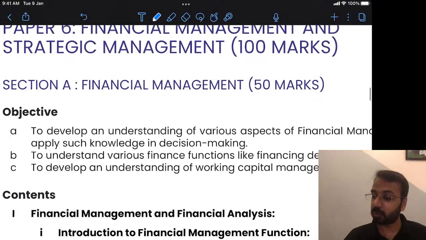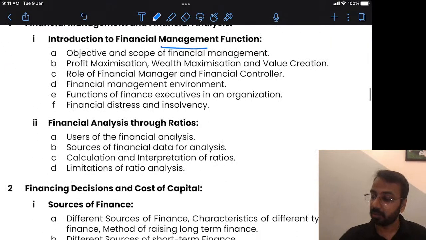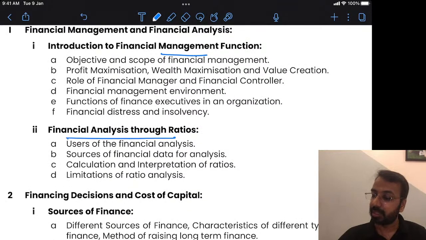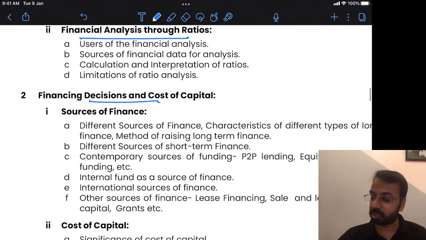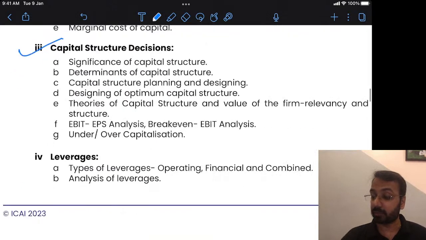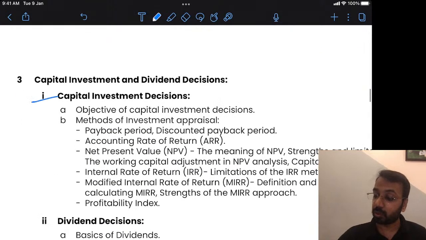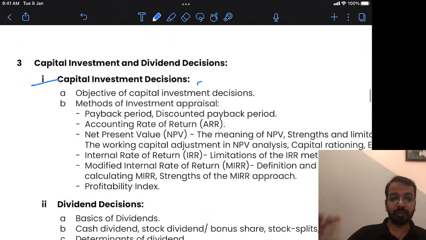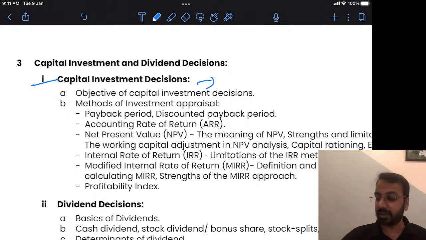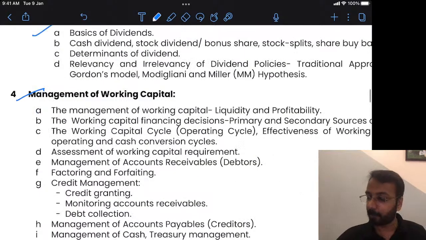Now coming to the last one, financial management, financial analysis, decision and cost of capital. What are the sources of finance, cost of capital? All of these things students already learn as a part of current syllabus. Leverages also there. Investment decisions are there. So there is an additional advanced capital budgeting decisions in CA final. Dividend decisions were there. Management of working capital was there.